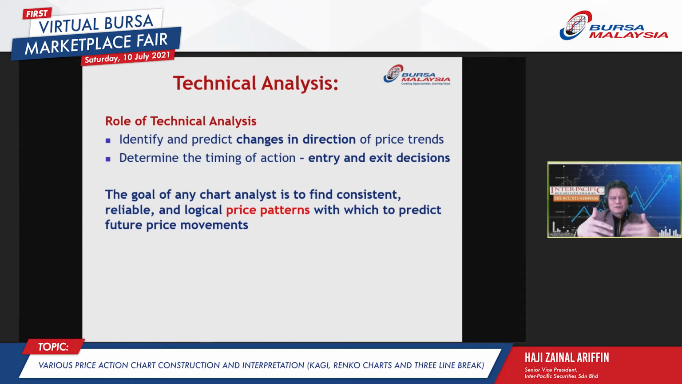So what does it mean? It means that you time your entry or your exit in the trading. You have two things: one is price, second is timing. So in technical analysis we use price and timing. Okay. So the goal of the chart is that we are going to find a consistent, reliable and logical price pattern which predicts future price movement. Okay.